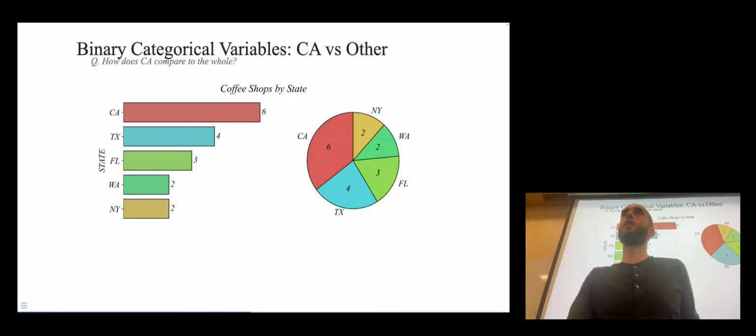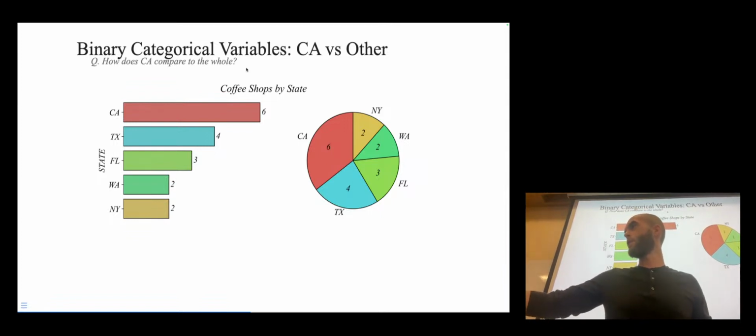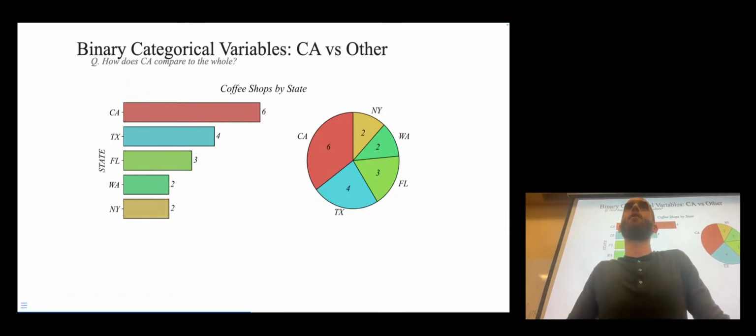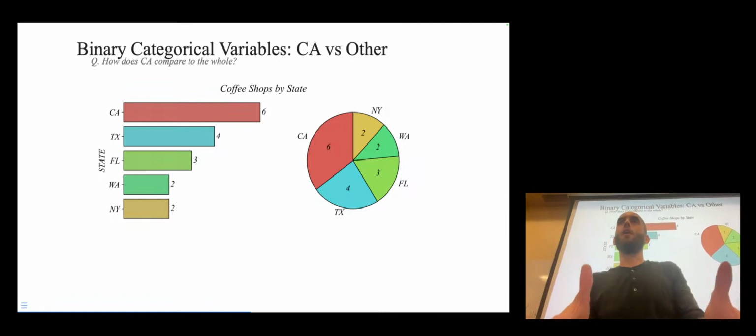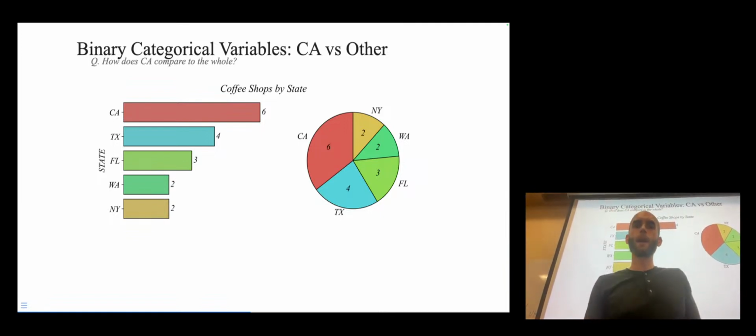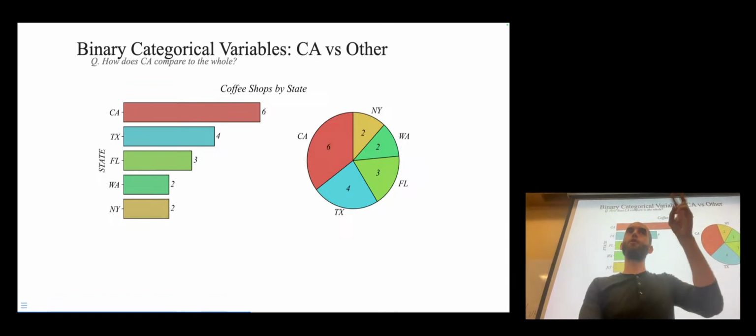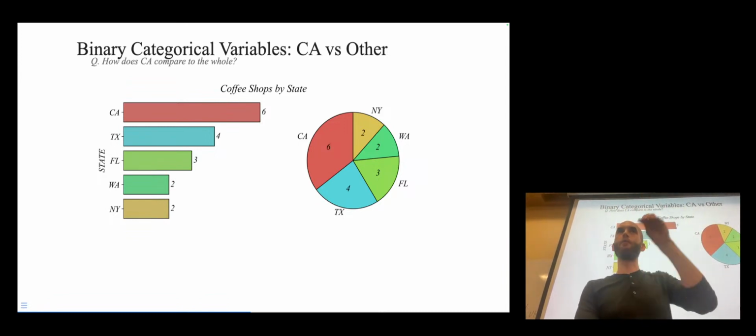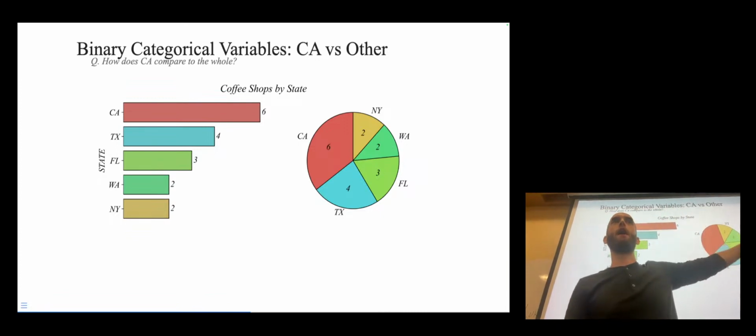The one case where it's potentially okay to use a pie chart is with binary categorical variables. So one question we could ask is, how does California compare to the whole? So what's the percentage of coffee shops that are in California? If we're thinking about percentages, like Chase and Matt brought up earlier, we may not want to use a bar chart like this. So instead, what we could do is just have two categories, right? Instead of listing all the states, we could have California versus everyone else.